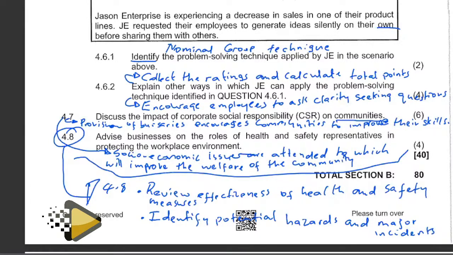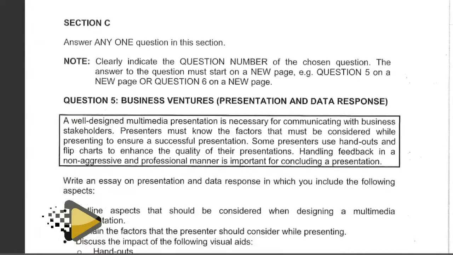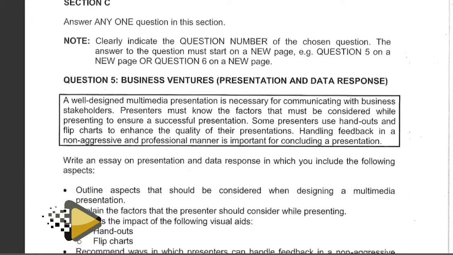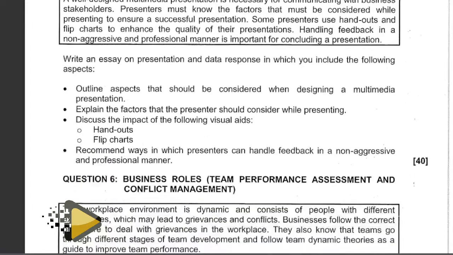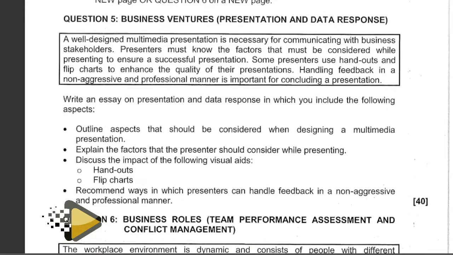Okay, right, we are done with our section B. Now let's move on to section C. Remember, in section C, you are given two questions. The expectation is to choose only one. So now let's check question 5. Question 5 reads as follows.